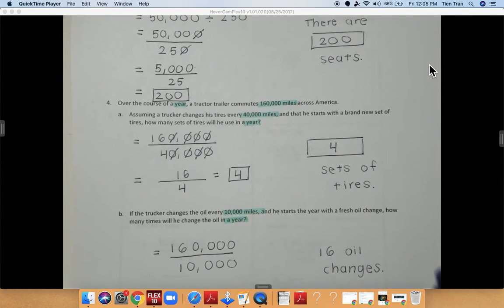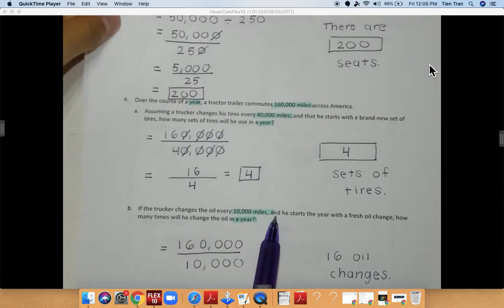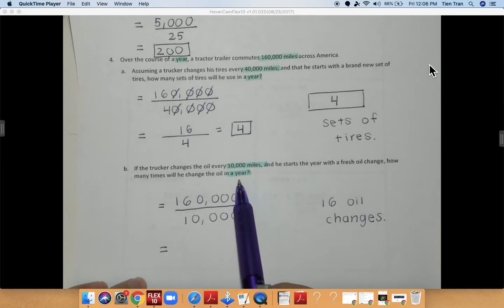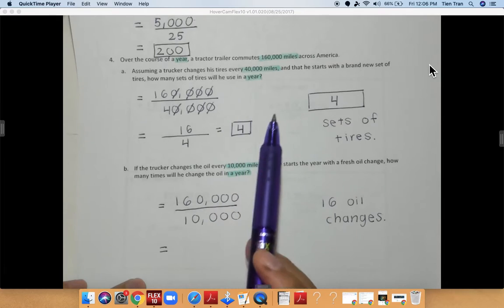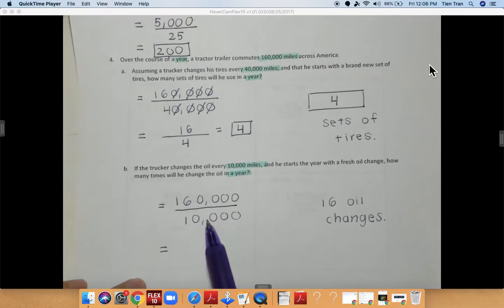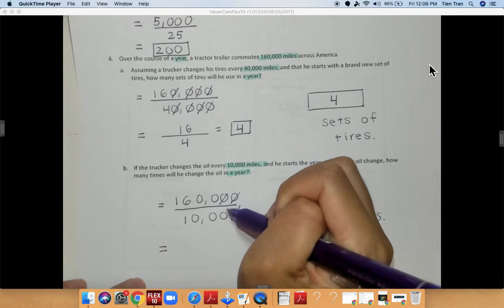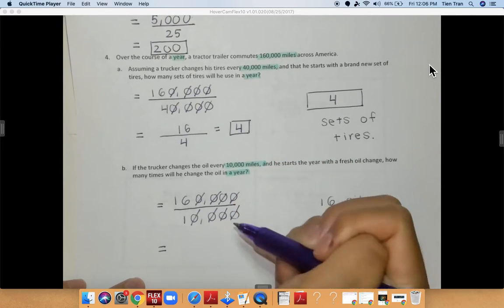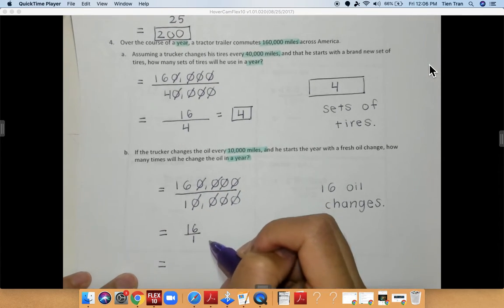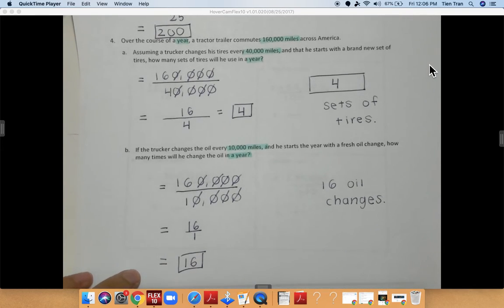Now, for the last question, it says here, if the trucker changes the oil every 10,000 miles and he starts the year with a fresh oil change, how many times will he change the oil in a year? So what I'm going to do is take the number 160,000 and divide it by 10,000. I notice that I can cross off the zeros. I'm crossing them out so that it's easier to divide, and it's evenly going to be 16 over 1. 16 divided by 1 is equal to 16. So my final answer is 16 oil changes.